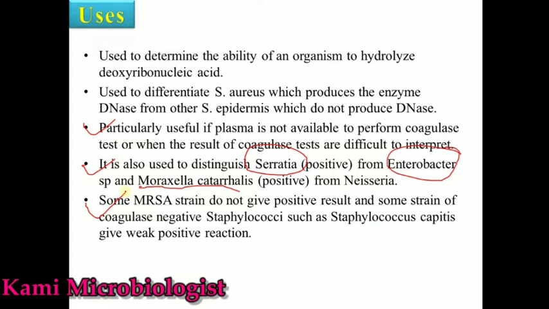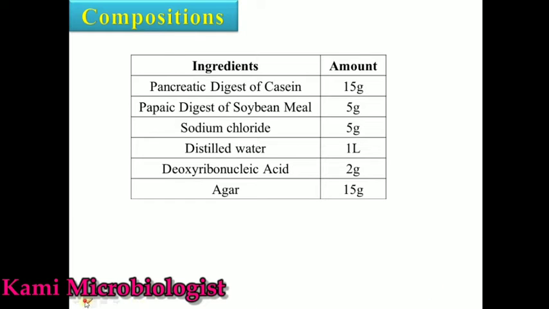Remember guys, although the MRSA strain belongs to Staphylococcus aureus, the MRSA strain does not produce the DNase enzyme. So for that purpose it will give a negative result. So how can we identify MRSA? We can identify it by using the coagulase test. And there are some other strains like Staphylococcus capitis, which can also give a weak positive result.